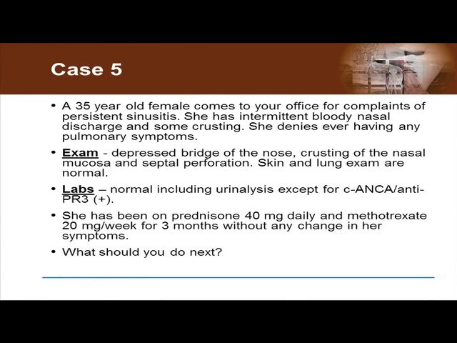She has been on prednisone 40 milligrams daily and methotrexate 20 milligrams per week for 3 months without any change in her symptoms. What should you do next? So your options are A, change methotrexate to cyclophosphamide for resistant GPA. B, change methotrexate to azathioprine for non-severe resistant GPA. C, refer to ENT for evaluation and biopsy with culture and polarizing microscopy. D, treat with an antibiotic for superinfection while continuing the methotrexate and prednisone. Go ahead and make your selection.